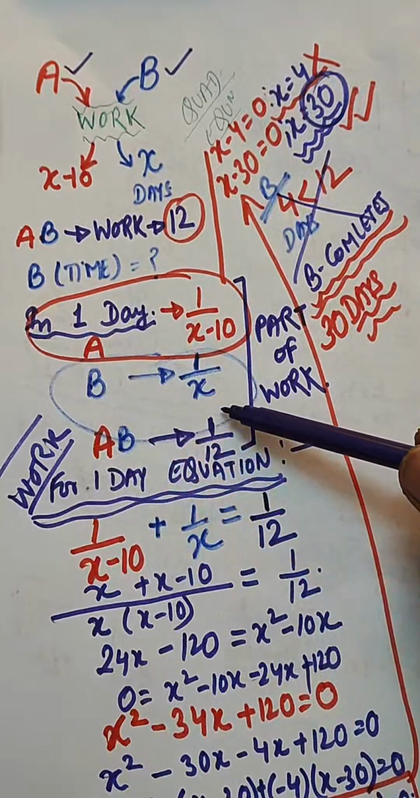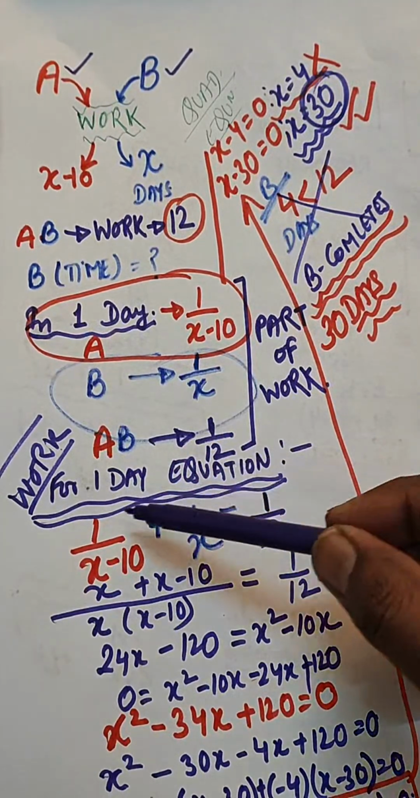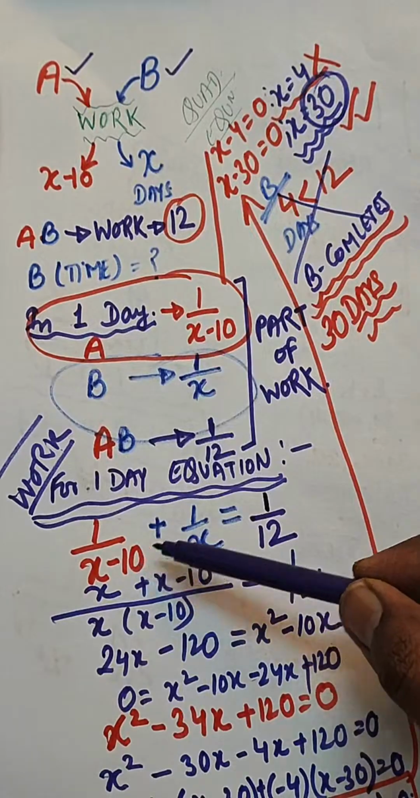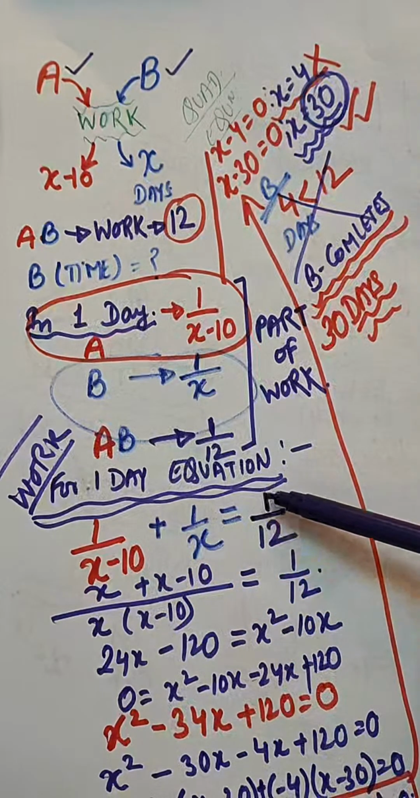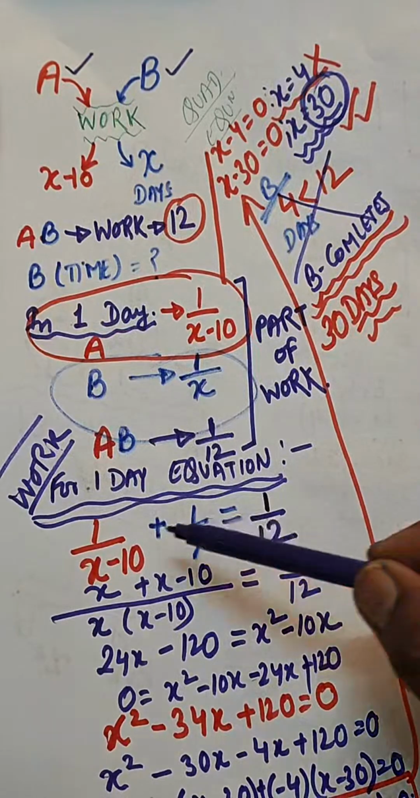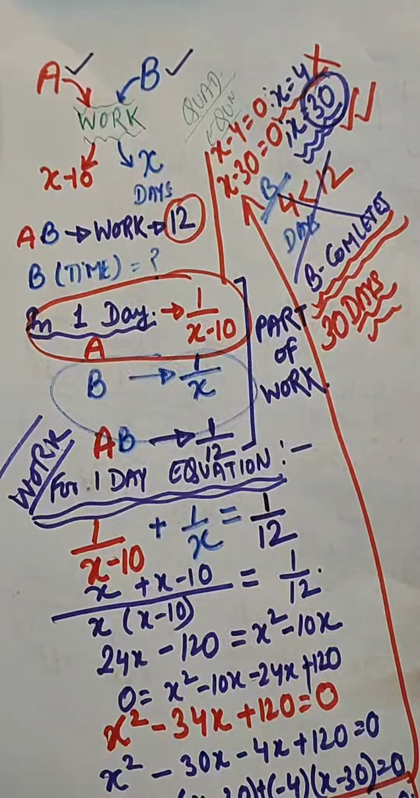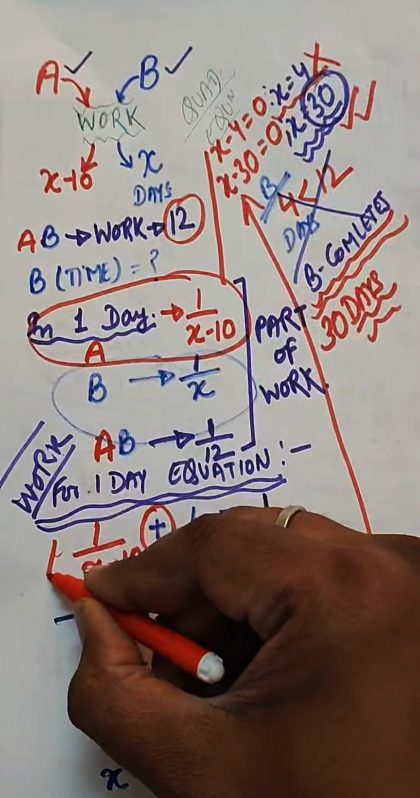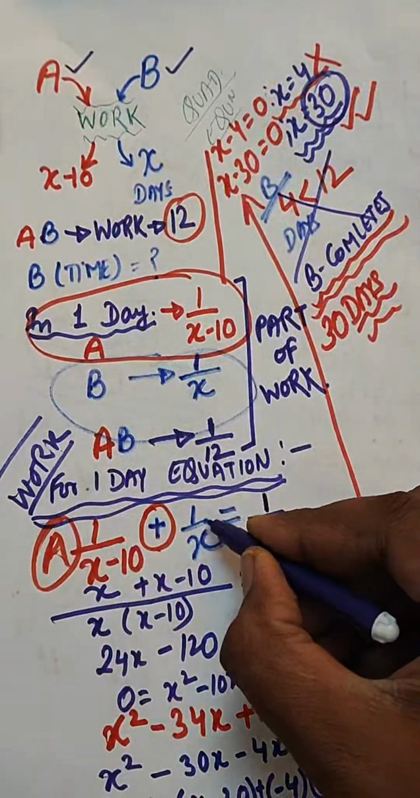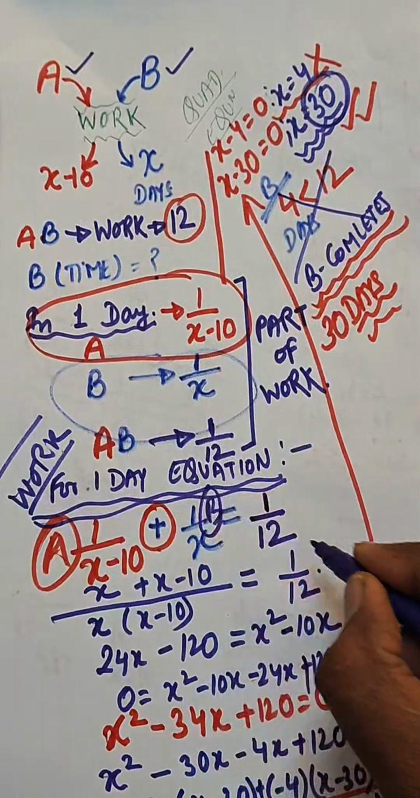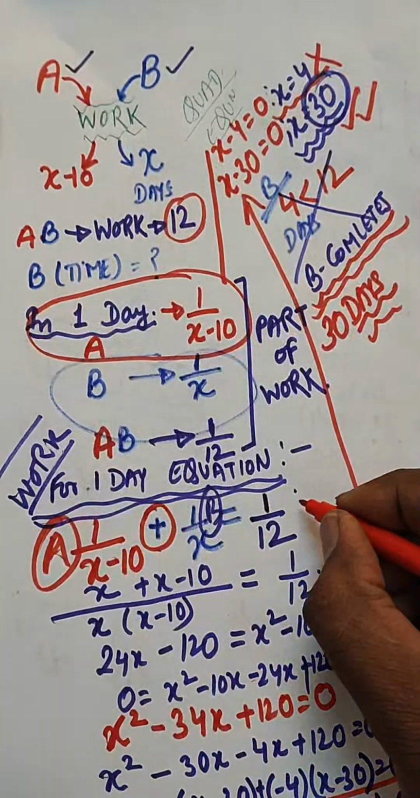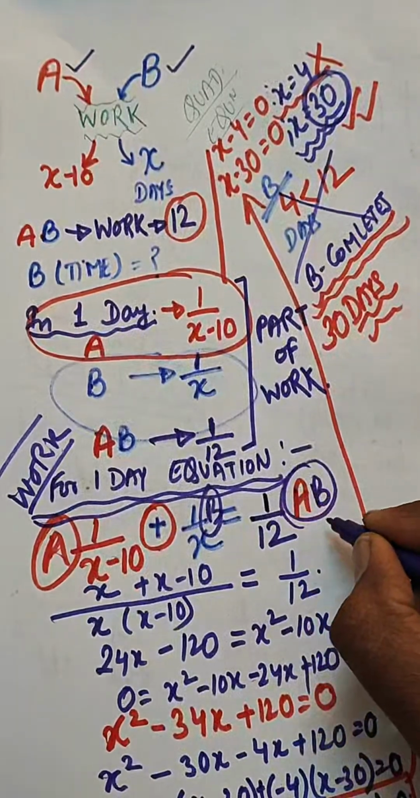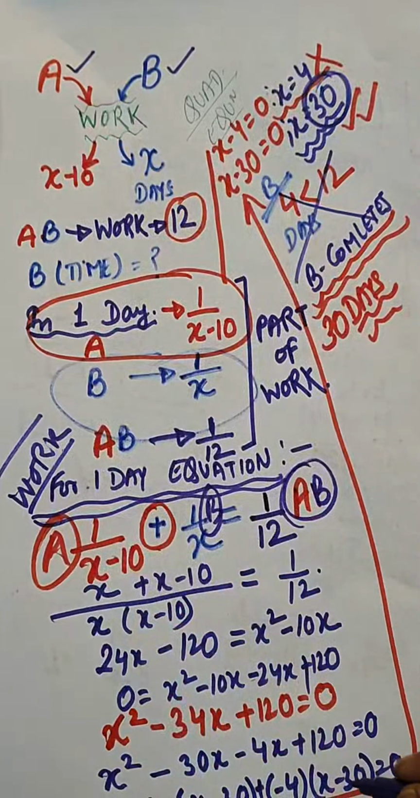And when jointly together they complete a portion of the work in one day, for one day we just equated and formed the equation. This is the part of work done by A, part of work done by B in one day, and part of work done by A and B together in one day. Because you can see between A and B there is a plus sign over here. Just don't forget this plus sign, because this is for A, this is for B, and this is for A and B together, and this way we form this equation and solve it.